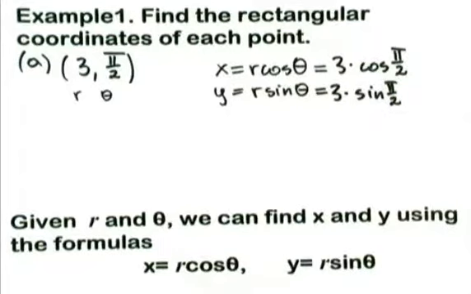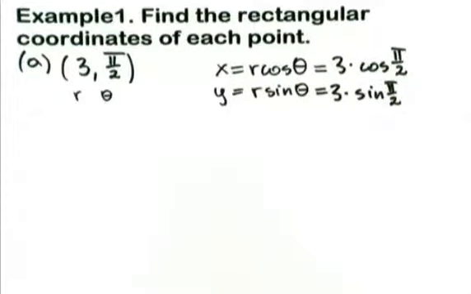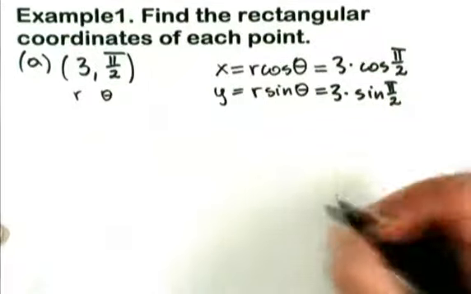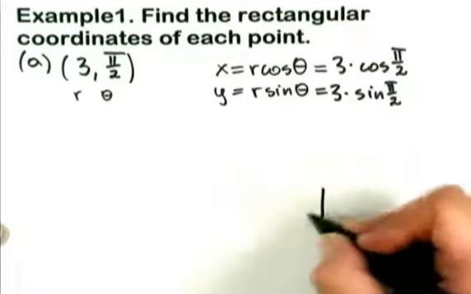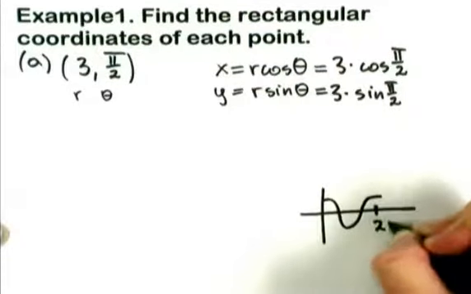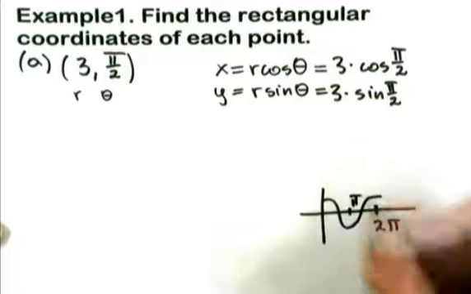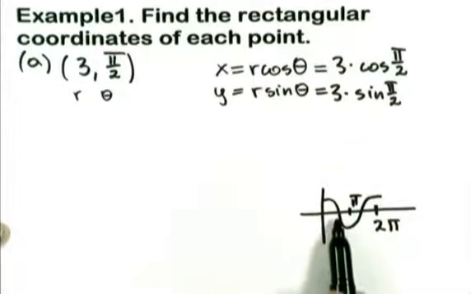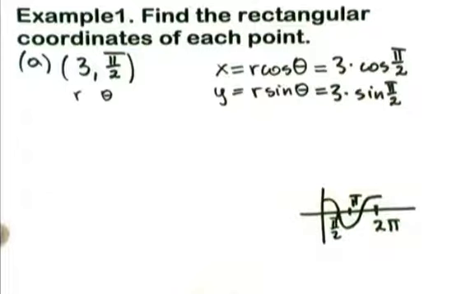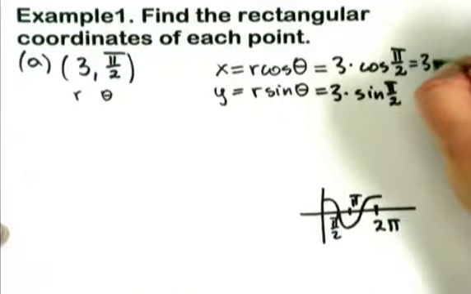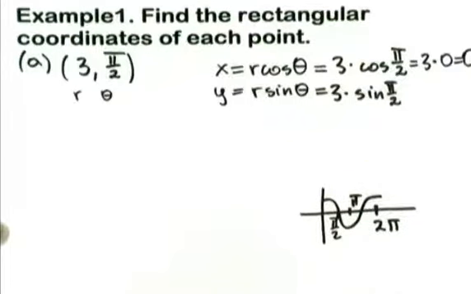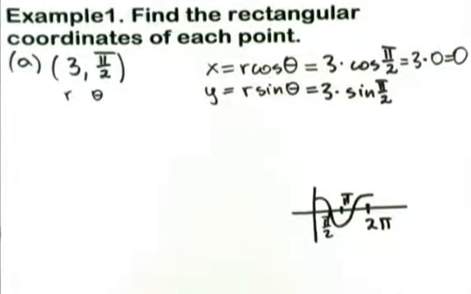So now we need to find cos pi over 2 and sine pi over 2. Cos pi over 2, we find this from the cos graph. The cos curve has a V shape. At the end is 2 pi, in the middle is pi. What is the value at pi over 2? Here's pi over 2. The value is 0. So we have 3 times 0, which gives me the coordinate of 0.